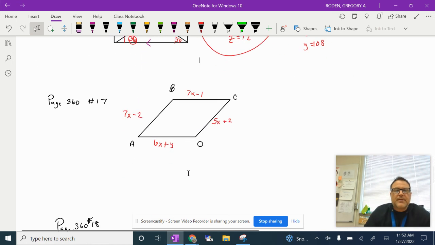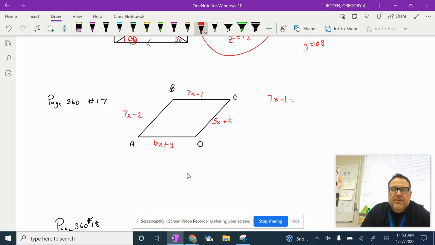The next problem is, what do they say on 360 number 17? Let me just make sure I'm looking at my picture on my phone. 360 number 17. Determine whether the values of the variables for A, B, C, D make it a parallelogram. Okay, so again, parallelogram. Opposite sides of a parallelogram are congruent. So we can write two equations. We can say that 7x minus 1 is equal to 6x plus y.